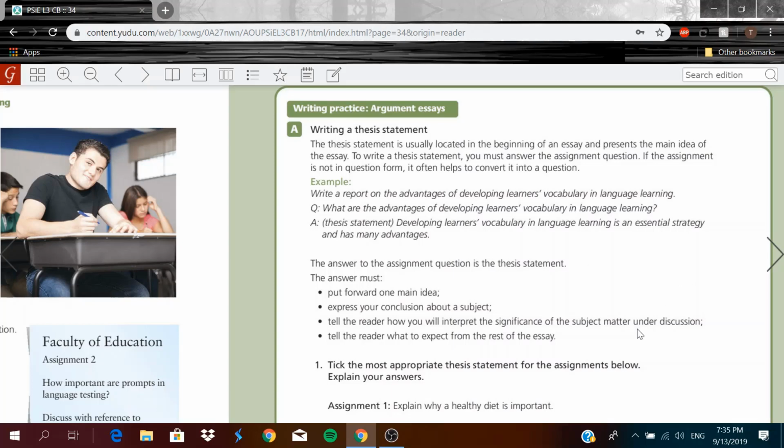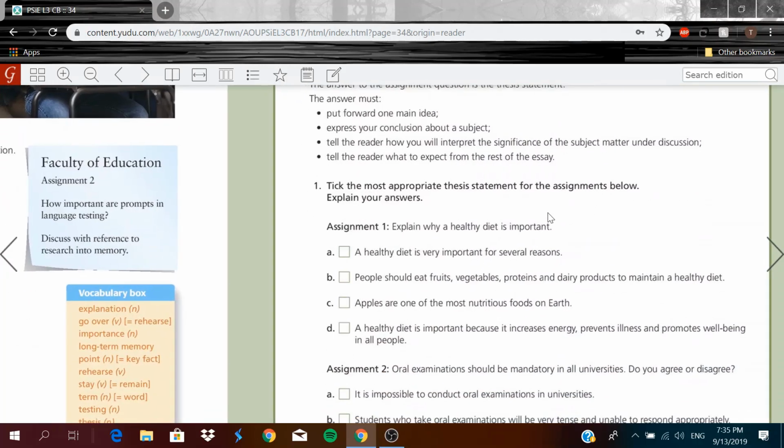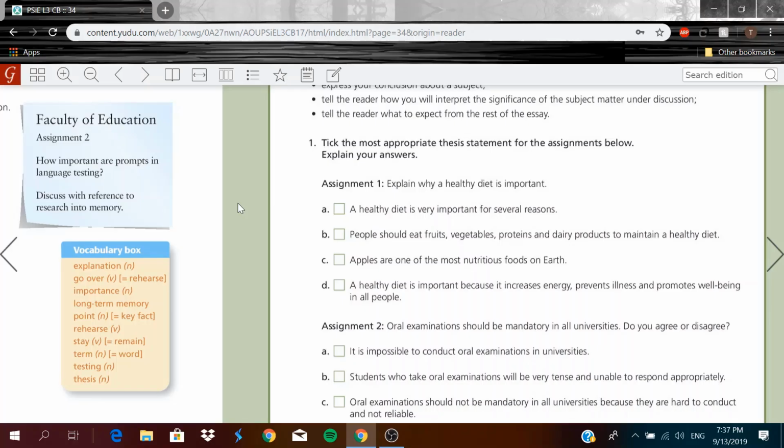Okay, so now that you have a better idea of what a thesis statement is, now let's go to the exercises. So here we have, take the most appropriate thesis statement for the assignments below and explain your answers. So here we have, explain why a healthy diet is important, right?